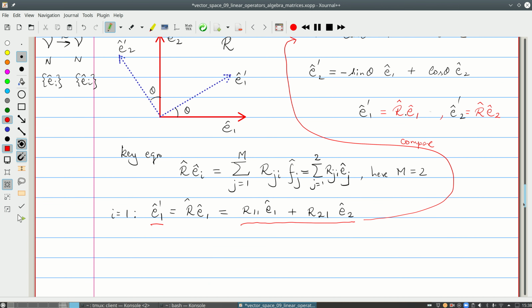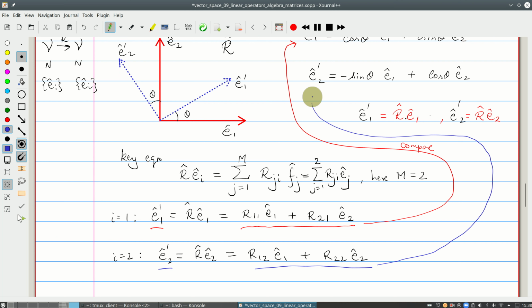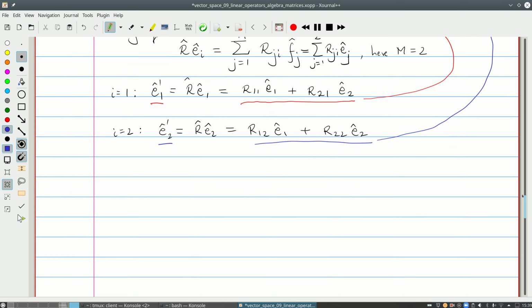Let's do the case where i is 2. So now we have R operates on e2, that gives us e2 prime, and over here we have i is 2, so we'll have R12 e1 hat plus R22 e2 hat. Now that should be equal to e2 prime, which is here. So compare this and this with that. And what we see then is that this first term here is R12 and this second term is R22. So now we have all the terms in the R matrix.